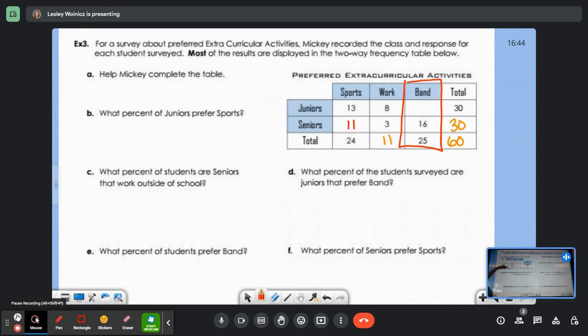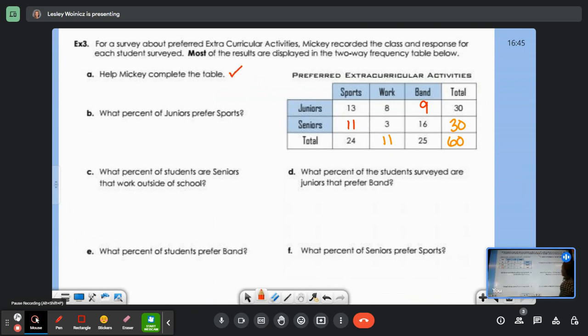Okay, we got 25 total students, 16 of them were juniors. That means that only 9 were left to be seniors. I might have said juniors twice. Sorry if I misspoke. But that's how we can complete it. Okay, help them complete the table.